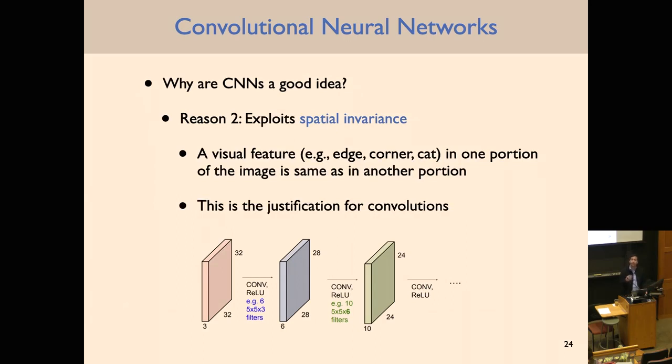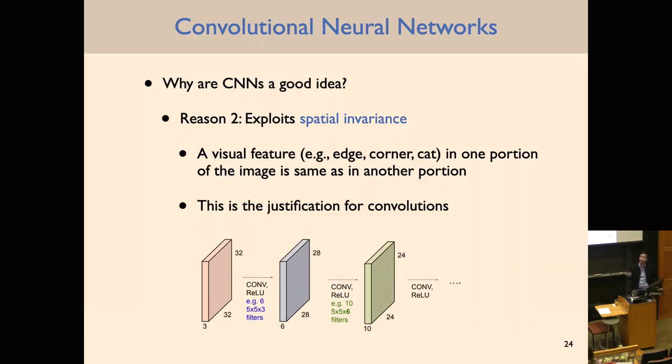So we're significantly reducing the number of parameters that we're learning. The other reason is that convolutional networks are exploiting spatial invariants. If you're doing object detection, let's say, trying to determine whether there's a cat in the image or not, then these visual features are kind of spatially invariant. So if you have a cat in this part of the image, that's kind of the same as having a cat in this part of the image.